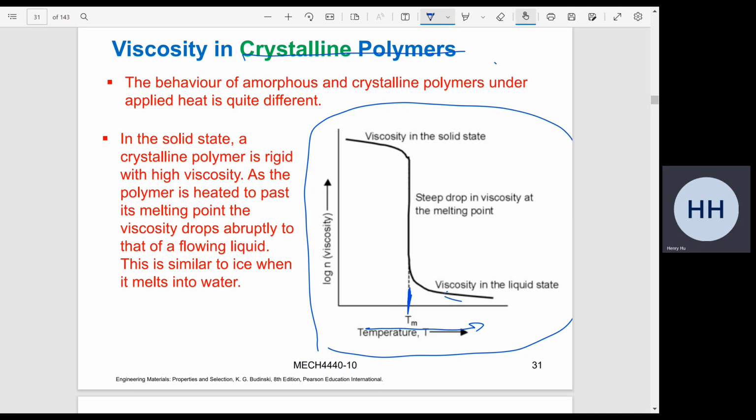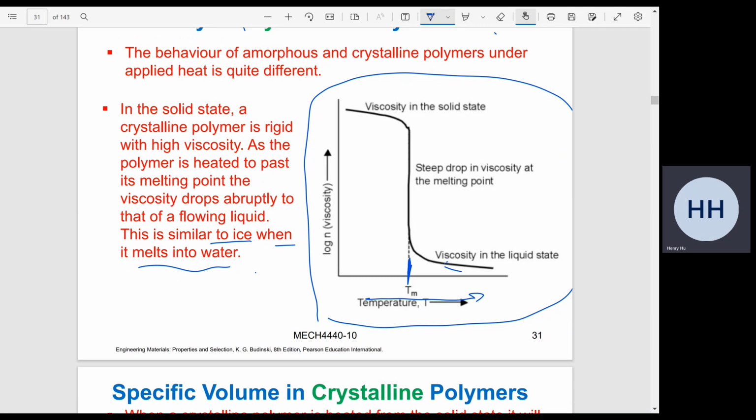And that's why it's said to be similar to ice, and when ice melts, it becomes water. Water will have a very low viscosity, and ice is a solid. Basically, it's like metal. Metal has a similar kind of behavior.